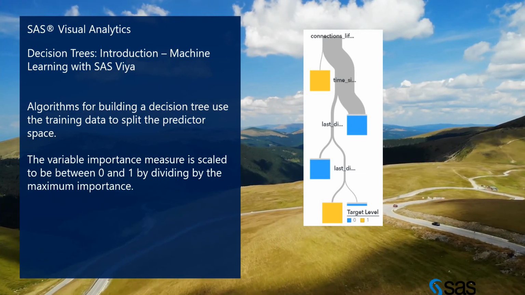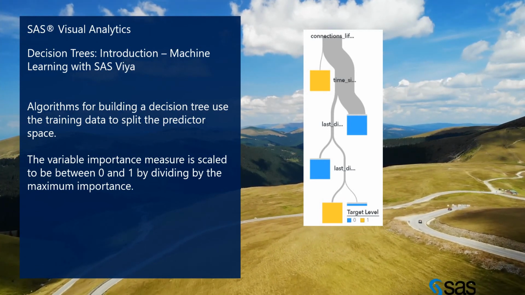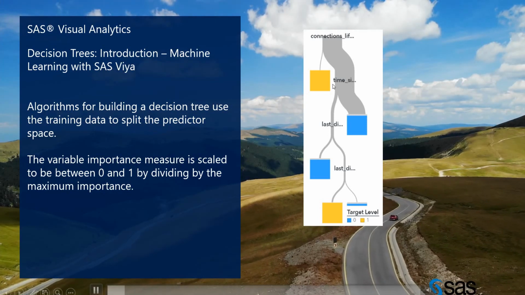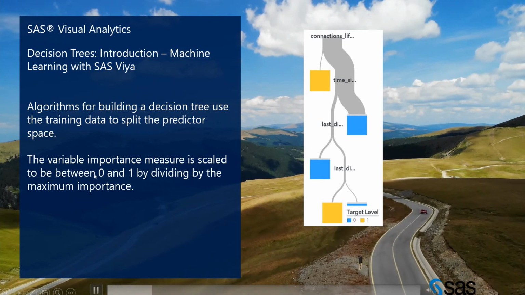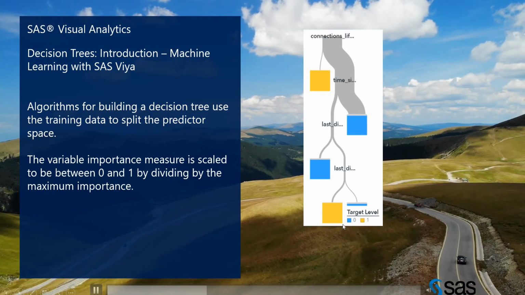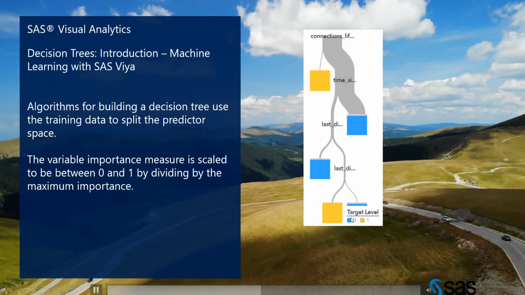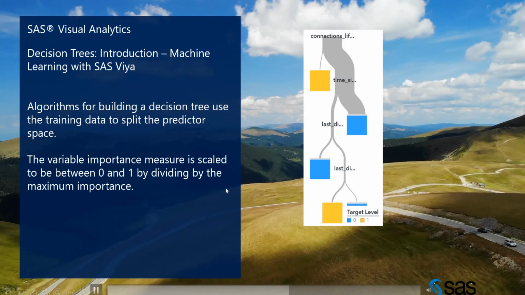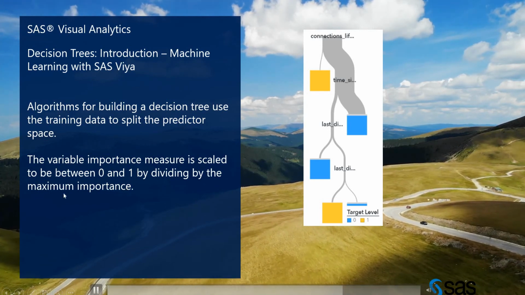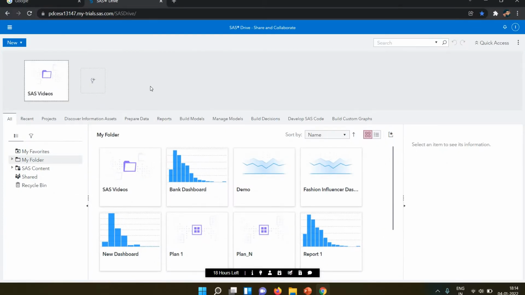The algorithm for building a decision tree uses the training data to split the predictor space. This is an example of a decision tree. The variable importance measure is scaled between 0 and 1. You can see the two values here: 0 is the blue one and 1 is the yellow one, obtained by dividing by the maximum importance. So let's see how to build the decision tree.